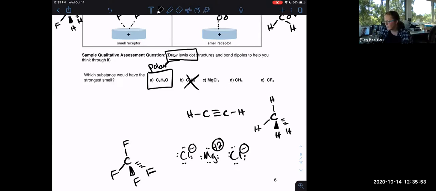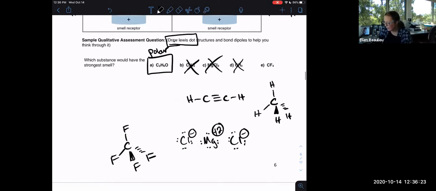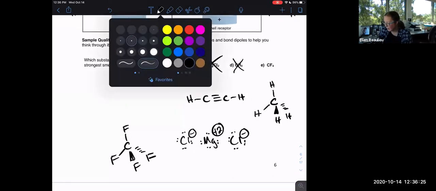Magnesium chloride. This is an ionic compound. Do you think it gets in the gas phase very easily? It's a salt, an ionic solid. It does have ions that are polar, but the fact that it is an ionic solid means it's not volatile. It can't really get to your nose. So I don't think we're going to smell that much magnesium chloride either. Methane is made entirely from nonpolar bonds. Here's the tricky one for most students. They don't understand why carbon tetrafluoride would not be smelly.